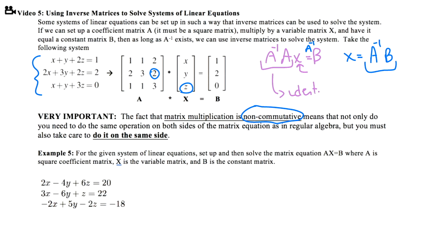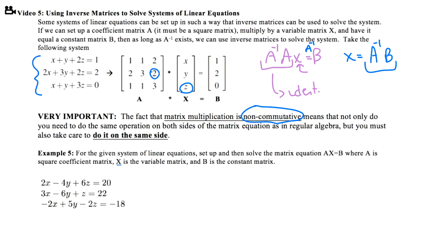Okay, so let's look at example 5 here. For the given system of linear equations, set up and then solve the matrix equation AX equals B, where A is the square coefficient matrix, X is the variable matrix, and B is the constant matrix. This example is set up really nice for you. You've got your X's all lined up in a column on the left side of the equal sign, your Y's and your Z's. And then on the right side of the equal sign is all of your constants. So we can set this up.